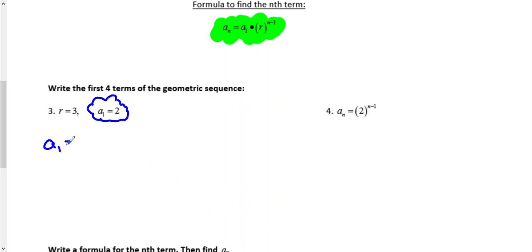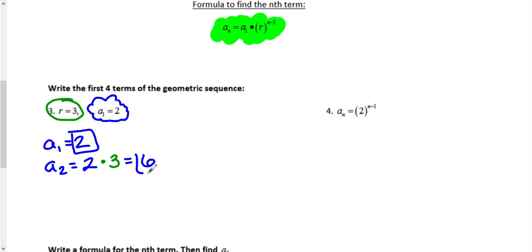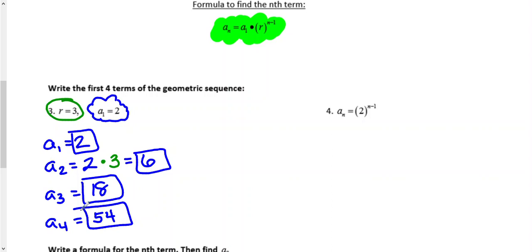So if a sub 1 equals 2, and I know my ratio is 3, that means in order to find that second term, I'm going to take my first one and then multiply it by my ratio, so that'll give me 6. So my first one was 2, my second one was 6. So then to find my third one, I would go 6 times 3, which is 18. And then my fourth one is 18 times 3, which is 54.